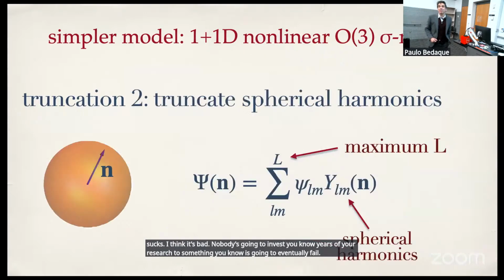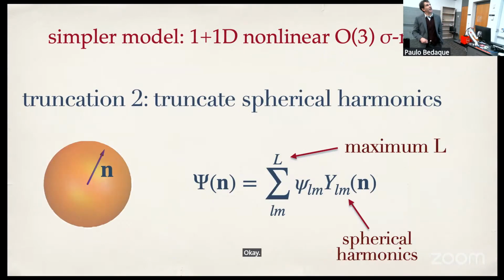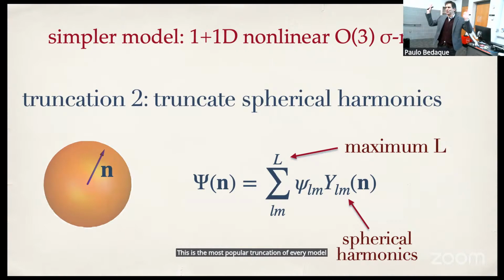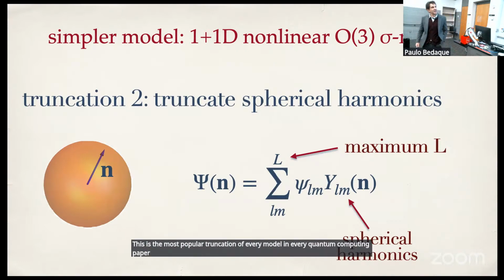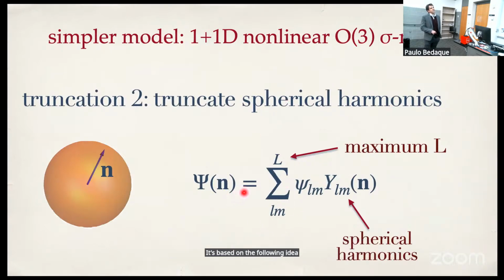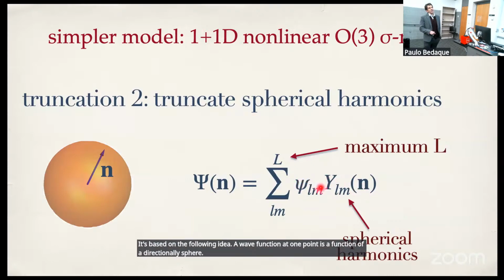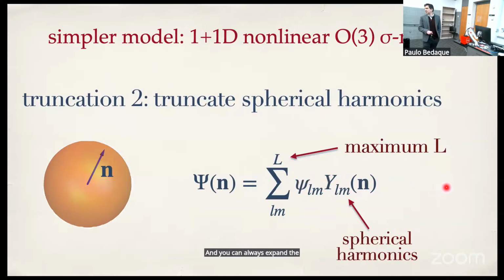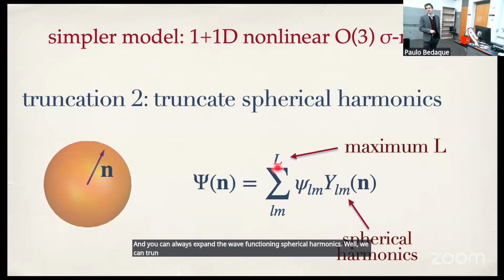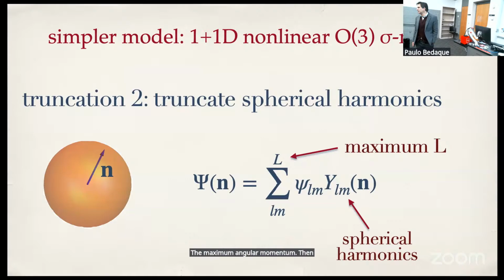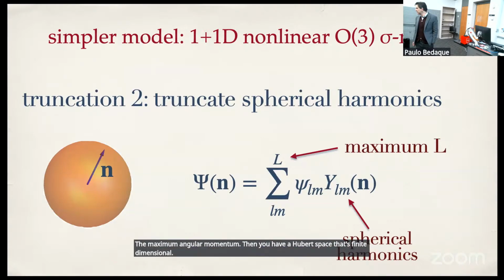Okay, a better truncation. Going back to the sigma model. This is the most popular truncation of every model in every quantum computing paper you're going to see. It's based on the following idea: a wave function at one point is a function of a direction on a sphere, and you can always expand the wave function in spherical harmonics. Well, we can truncate this space, put a maximum angular momentum. Then you have a Hilbert space that's finite dimensional. And then you run with it and see what happens.